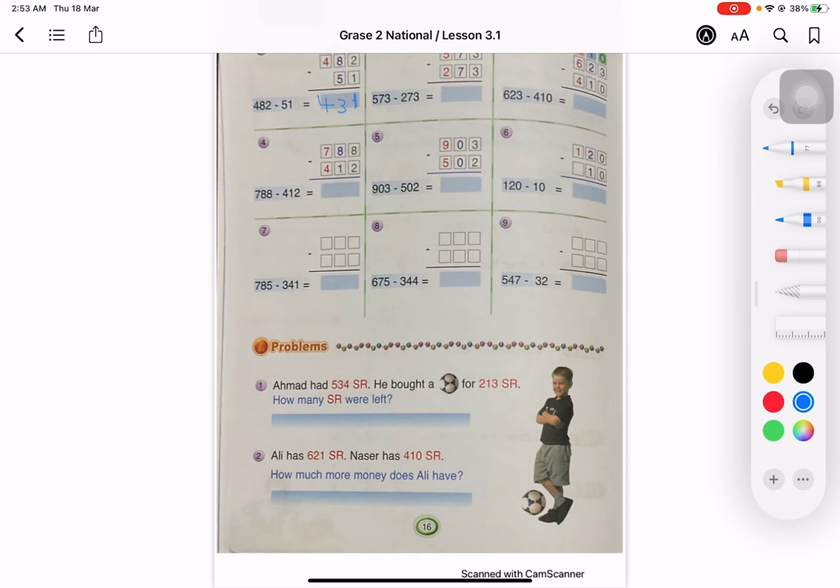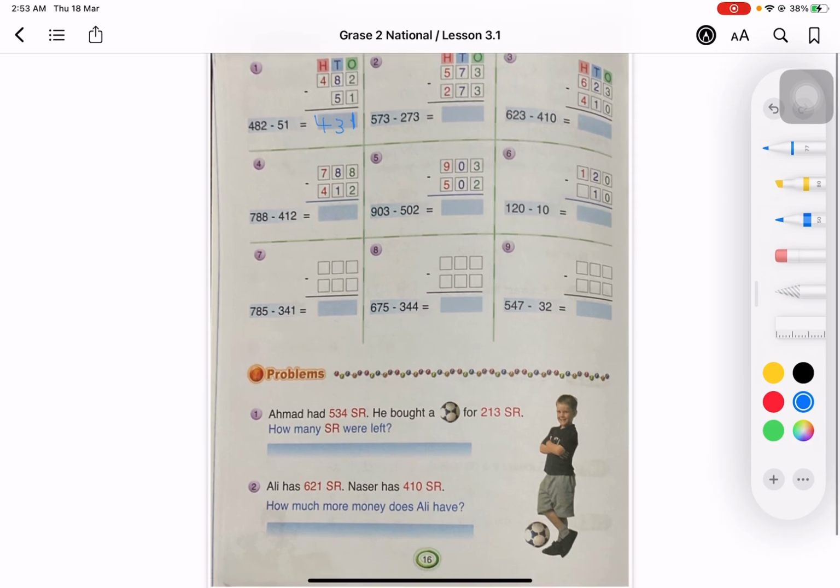431. Now, for this one, how are you going to do it? You look at the numbers. Look at the numbers: ones, tens, hundreds. Start with the ones. 3. You have 3. Give me 3. How much left? 0. So I will write here 0.